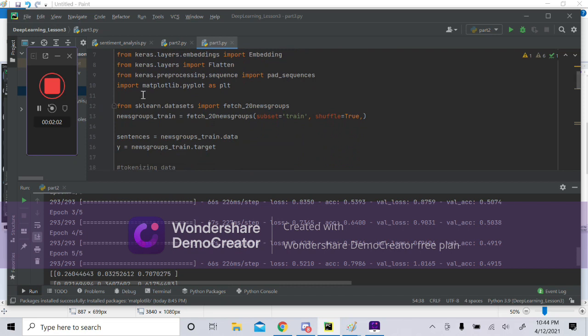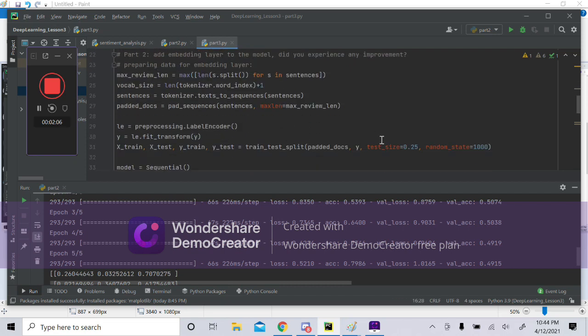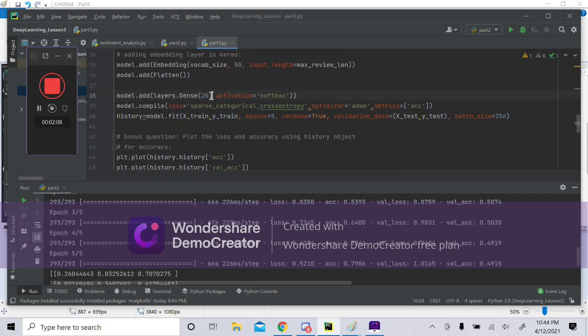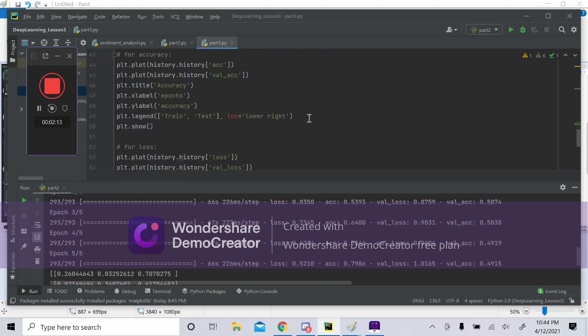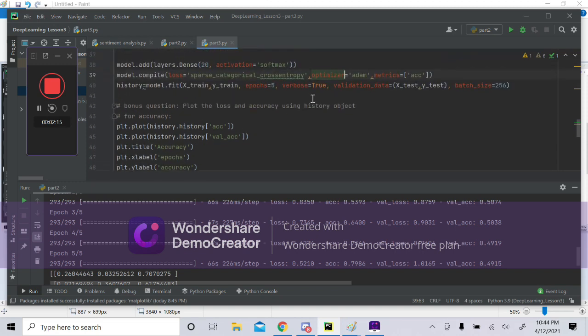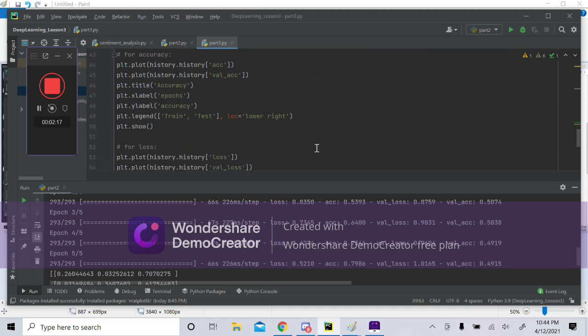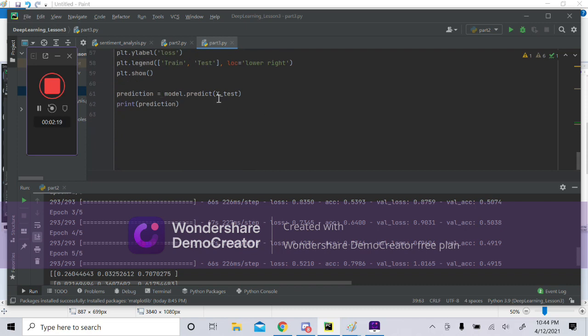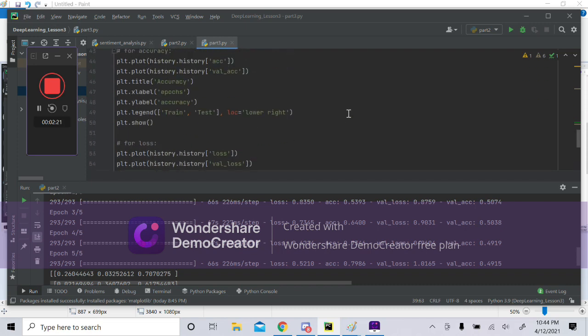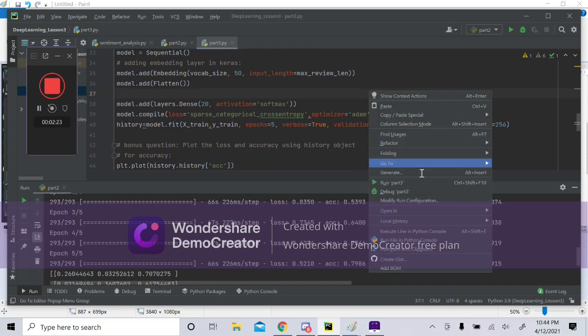And then lastly we have part 3, where I did the fetch 20 newsgroups. I adjusted this part to equal the data set, so here's 20, and then the max review length is different. And then here I have the bonus question, plotted the loss and accuracy, and predicted a sample of the data, and then I did that for each of the 3 questions. And I'll go ahead and run this part.